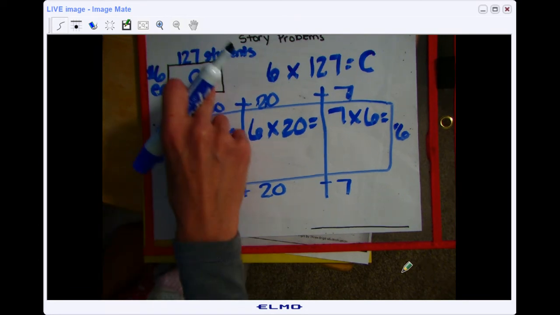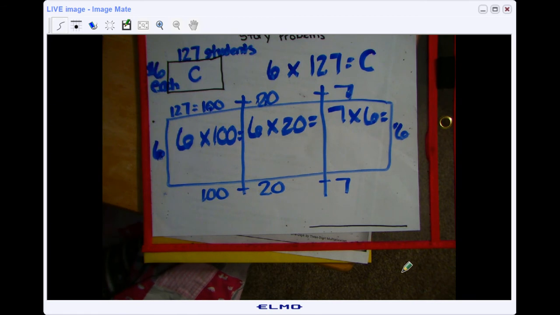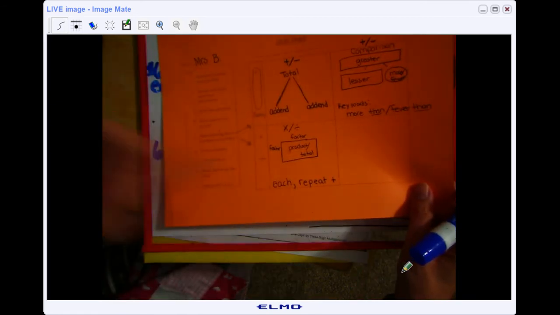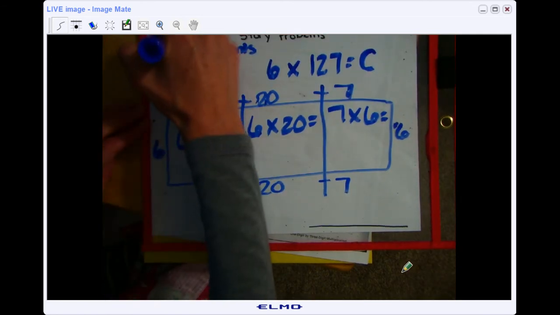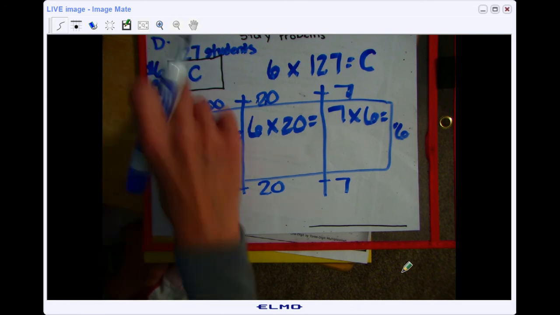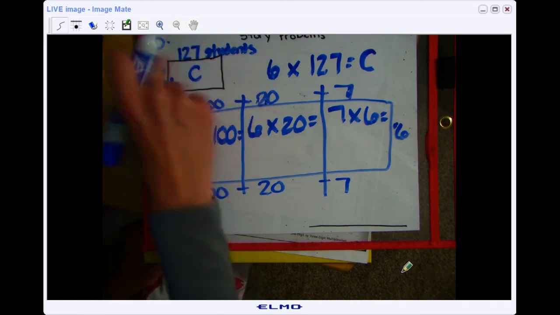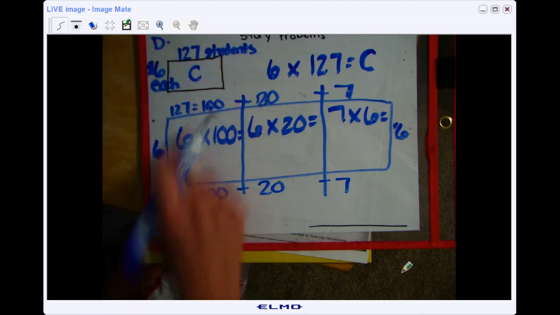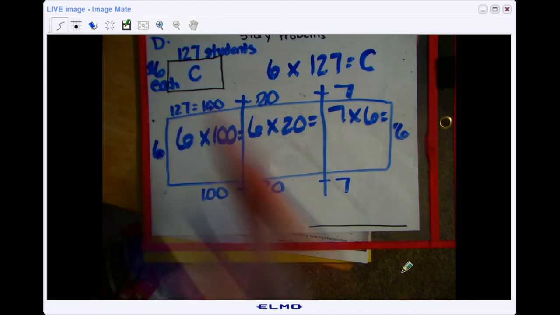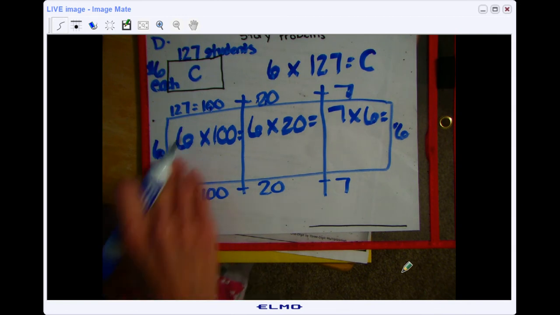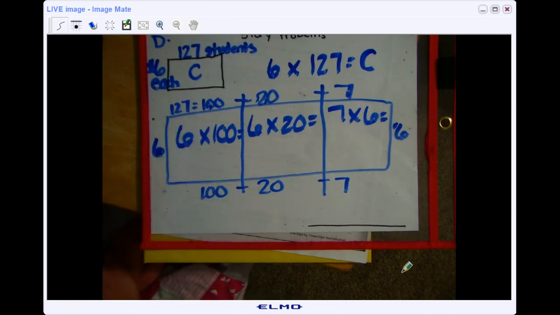This rectangle is my drawing. That rectangle goes with step 5, where I had to make a drawing with numbers and labels. This one tells the story, and this is my drawing, okay? This tells me that there are 127 students who paid $6 each. This is me solving it. This is not telling the story at all. 127 what? I don't know. This doesn't have a story on it. This is my method of solving it.